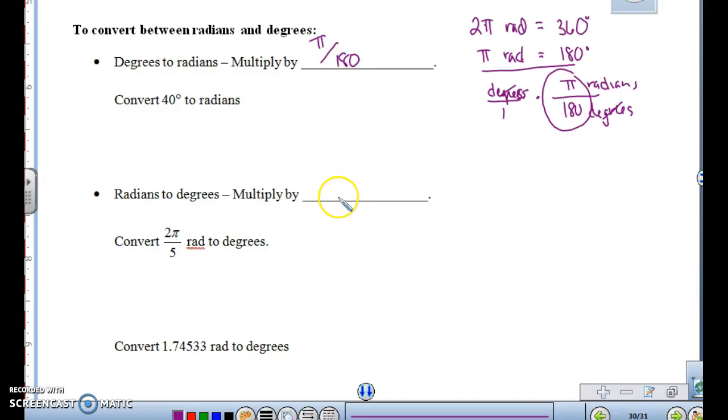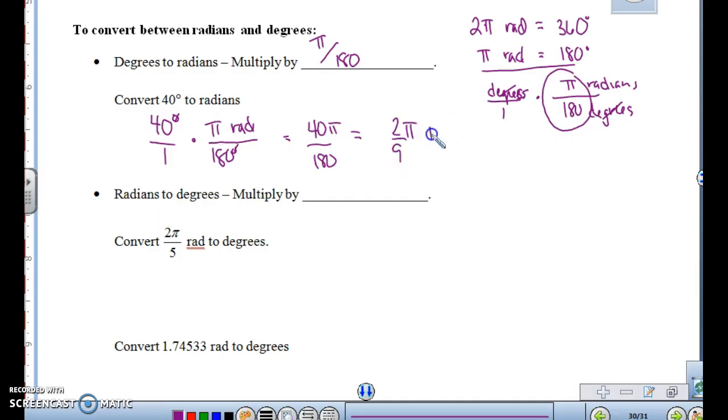So if we want to convert 40 degrees to radians, 40 degrees, put it over 1 just to keep it lined up, we know that 180 degrees is pi radians. So degrees cancel degrees. We get 40 pi over 180, which reduces to 2 pi over 9 radians. So 40 degrees is 2 pi over 9 radians.